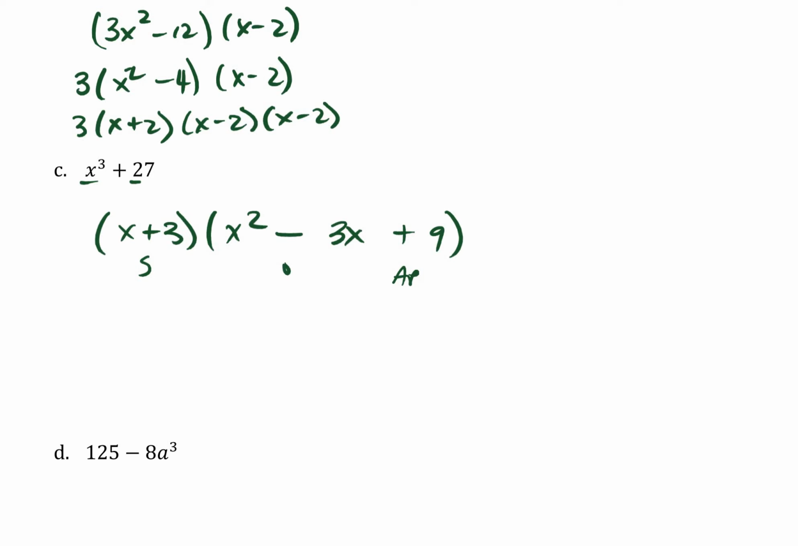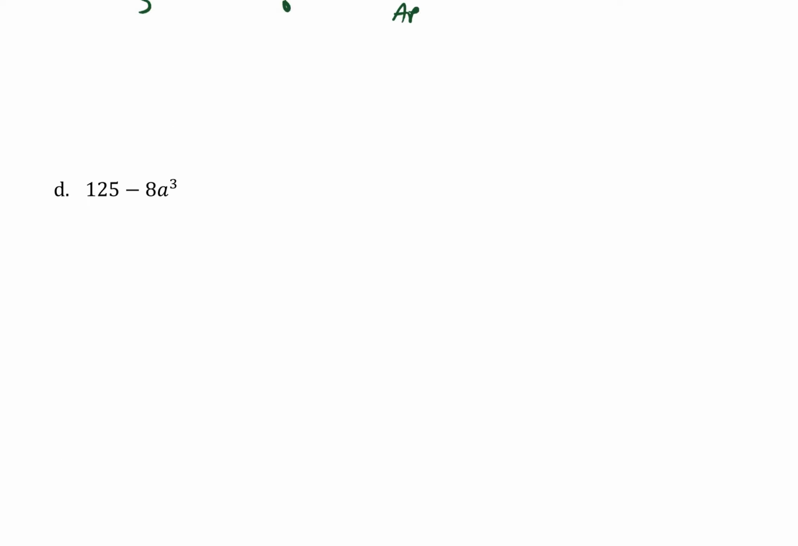So where I'm getting all this from is what multiplies by itself 3 times to make x cubed, that's x, that goes in the first spot. What multiplies by itself 3 times to make 27, well that's 3, that goes in the second spot. Then to make the trinomial, you're just going to square the first number, multiply the two numbers together, and then square the last number. I could use the same concept for D, so I'd make this 5 minus 2a, square the first number, opposite sign, multiply the two together, always positive, square the last term, and I'm done.